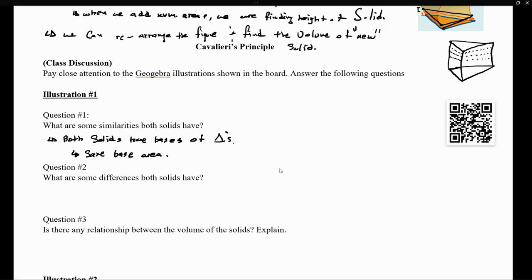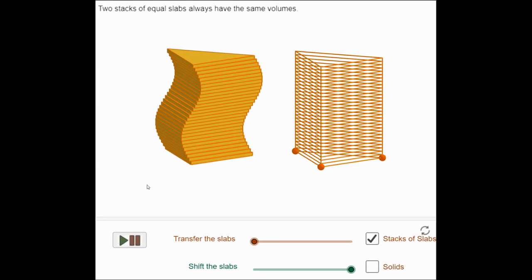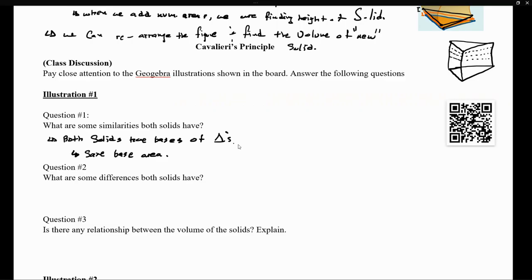Now, the second question is, what are some differences that both solids have? Well, there's a huge difference, at least in the way that the solids are defined. Notice that the figure on the left-hand side has some kind of curvature, whereas the figure on the right-hand side is definitely a right solid, because the heights are straight, whereas on the left-hand side we have a curvature. So that's a huge difference between those two solids. So what we can write here as a difference, well, first, they look different.